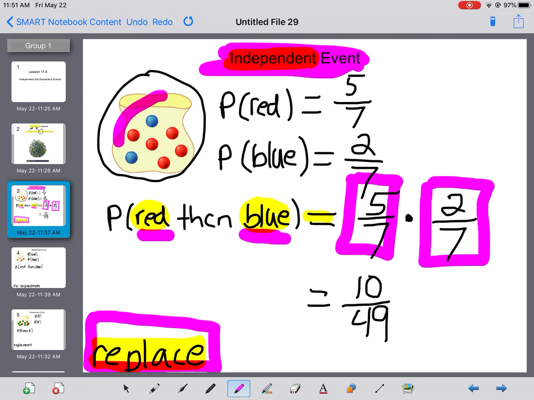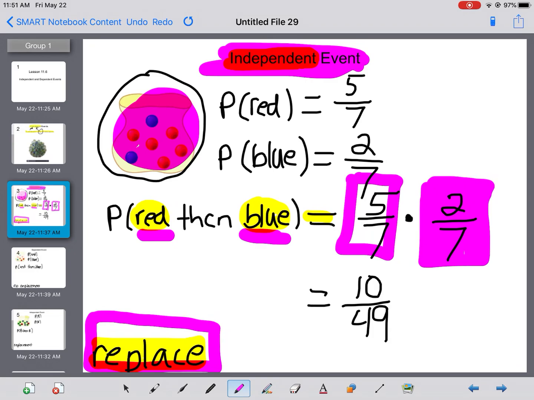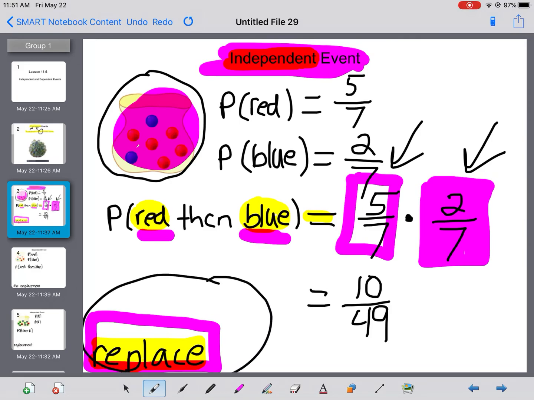And what I mean by that is because I replaced the marble, remember, I put it back in the bag after I've pulled out the first one, then my second thing that I'm doing, pulling out hopefully a blue marble, is not affected at all by what I pulled out first because the bag resets itself. So they're independent. These two things right here are independent of each other. One does not actually affect the other because the marble went back in the bag.